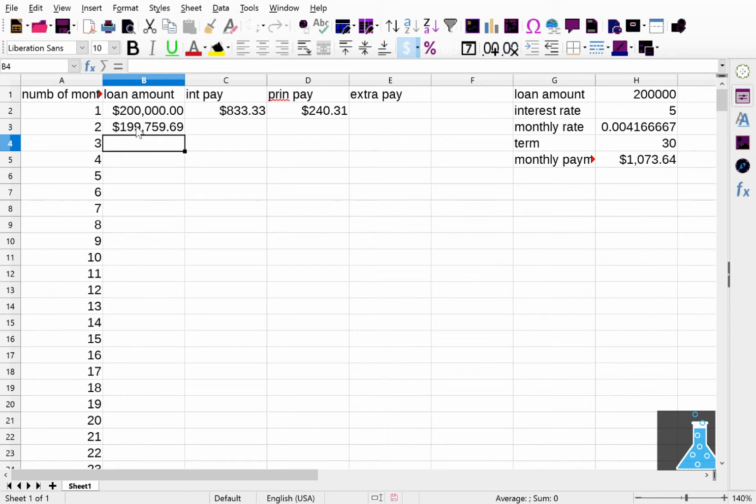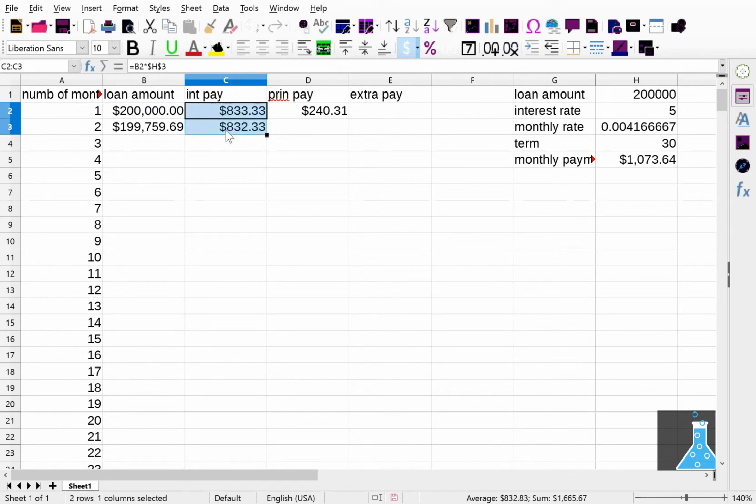So it's going to take this value times the monthly interest rate, and I can get that by dragging this down, and there is my amount that goes to interest right there. And the principal also is the monthly payment minus the interest payment, and I get that by dragging this down. Okay, so it looks like this is all set up correctly, I hope.